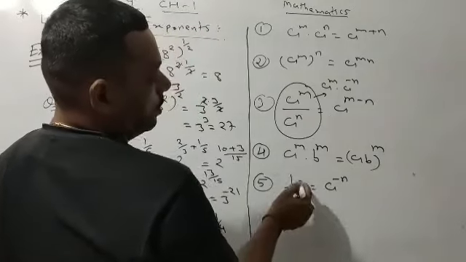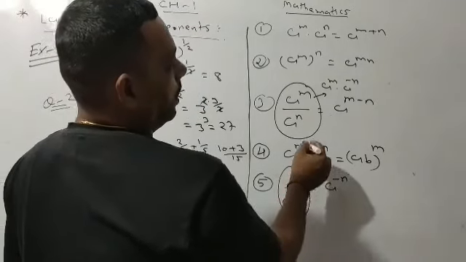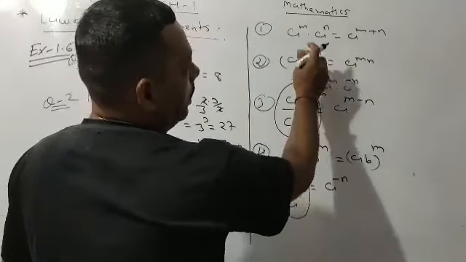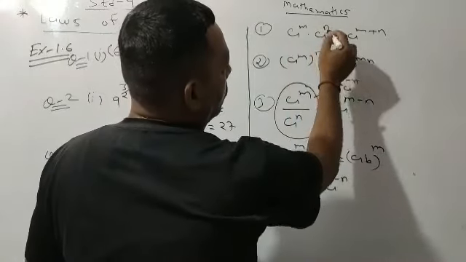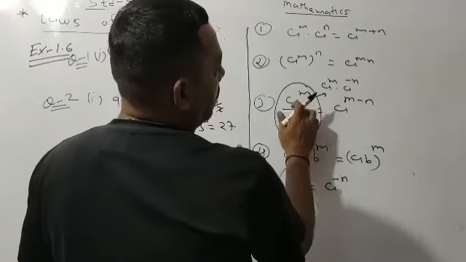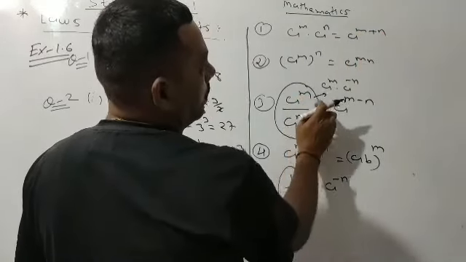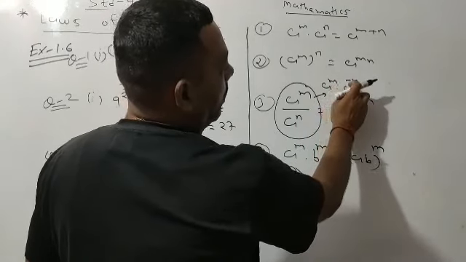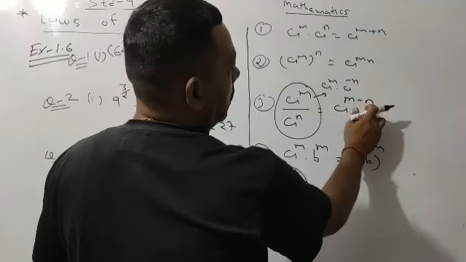Now because of this logic, we can write 1 upon a raised to n is equal to a raised to minus n. Here a raised to m, a raised to n, because same base, we will add only the powers. Same way here a raised to m upon a raised to n, so it is a raised to m into a raised to minus n. Same base, so add the power, that is a raised to m minus n.